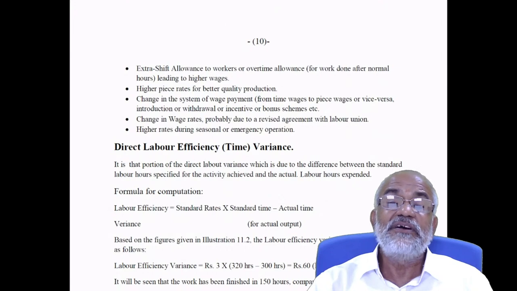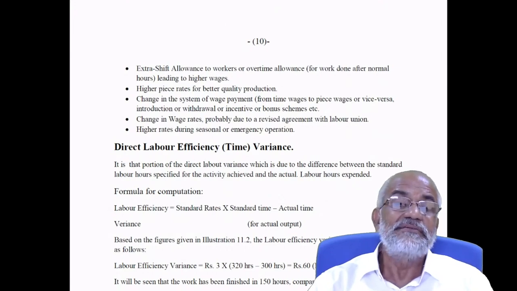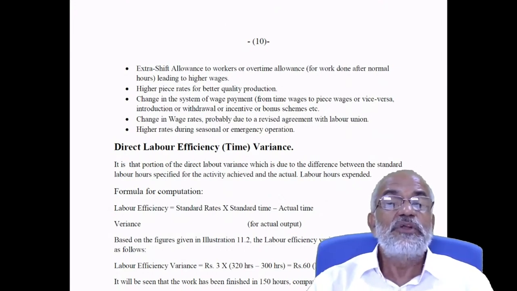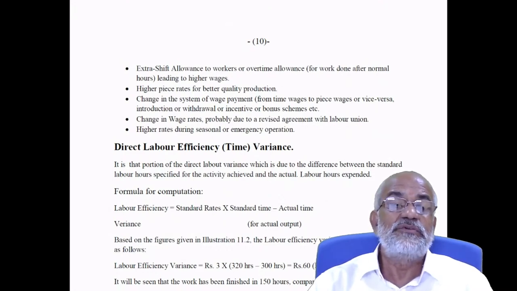Actual time spent for the labor. So the formula for computation of the direct labor efficiency variance is: labor efficiency variance is equal to standard rate into standard time minus actual time for actual output.